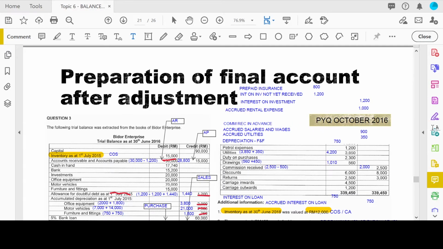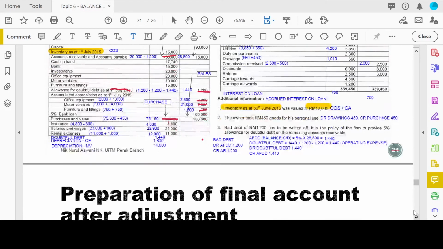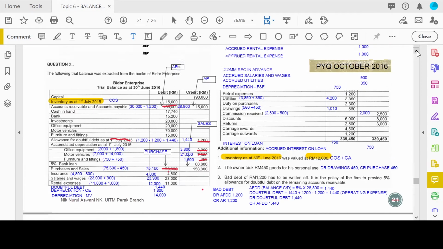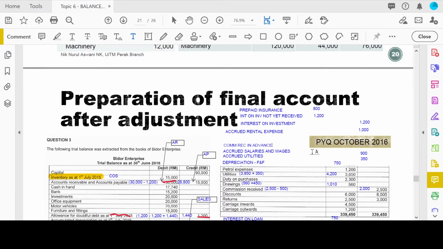Commission received in advance of 500. So do we debit or credit? Just now we credit, right? We credit. So we are going to put that amount on the credit side, of 500.